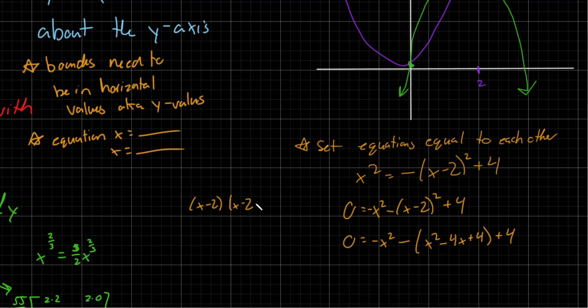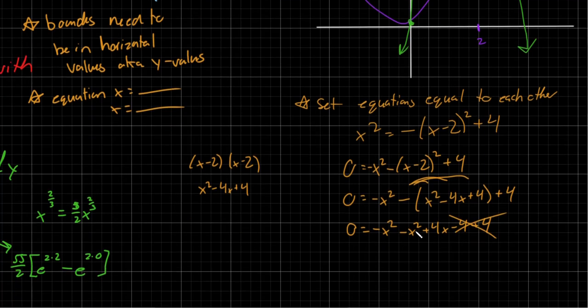So we took those two and FOILed them out. Okay, let's distribute the negative to all of our terms. So I have 0 equals negative x squared minus x squared plus 4x minus 4 plus 4. Okay, what happens to my 4's? Yep, they cancel out, they subtract. We're good. So I have negative 2x squared plus 4x. Find the values of x.